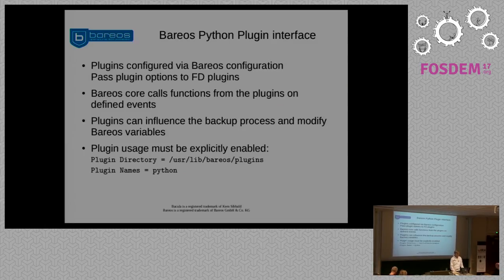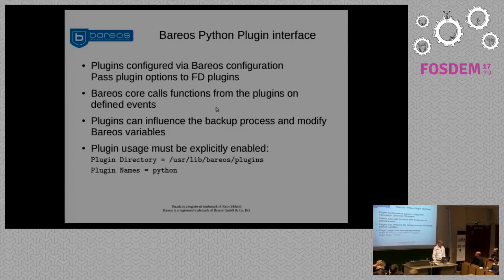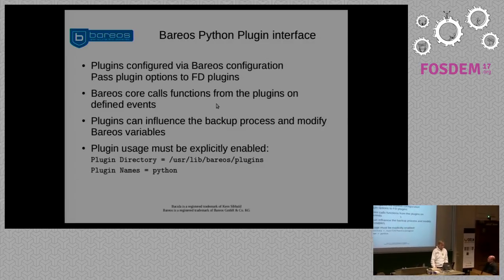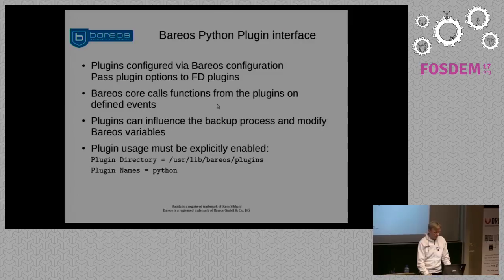So we have to pass some parameters options to the plugin code. This is done via the Bareos configuration. Then the Bareos core code calls Python code on defined events, and the backup process can modify Bareos variables. And in the component, also in the file daemon configuration, the plugin usage must be explicitly enabled, like shown here.